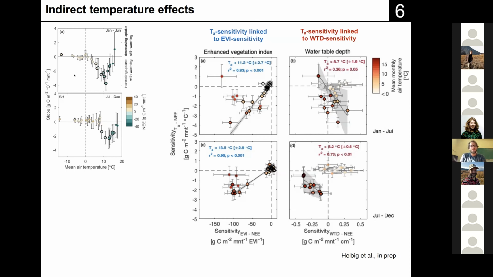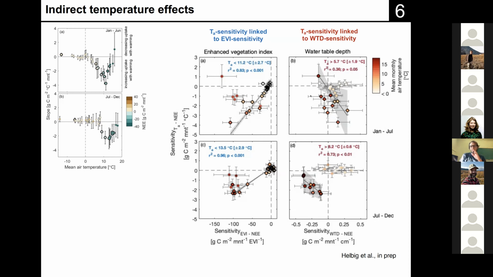So now we plot basically what we see here on the left side, and we do the same analysis with enhanced vegetation index and water table depth. Again, on the top is the first half of the year, on the bottom the second half of the year. Then we see that there's a strong correlation for enhanced vegetation index, but only for temperatures. So we use a threshold analysis, only for temperatures below about 11 to 13 degrees. That means early and late in the growing season, it seems like the temperature sensitivity is really linked to the sensitivity to EVI in this case.